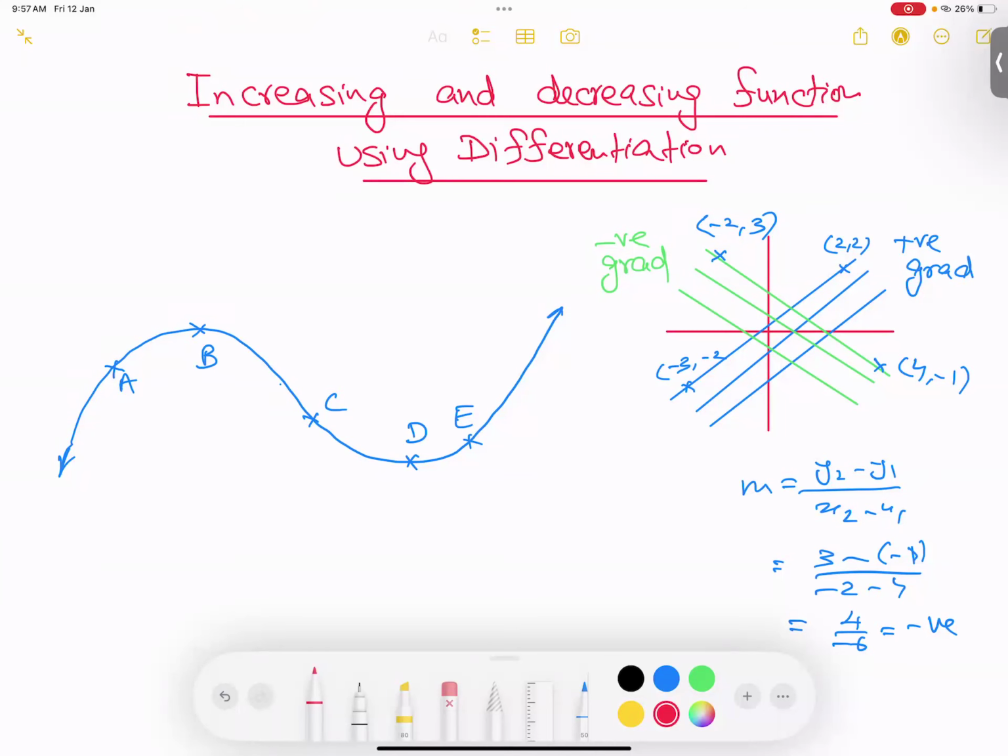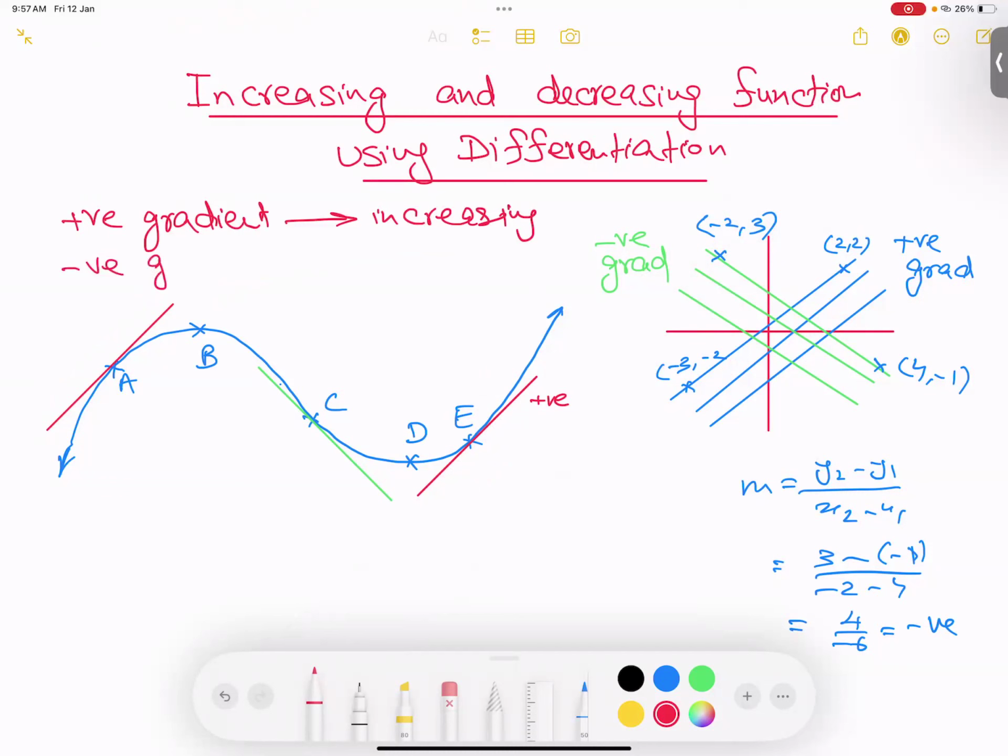So fully focus, please. If I draw a tangent at point A, you will see this red color line. If I draw a tangent at C, I will get this green color line. If I draw one at E, I get again a red color line. Now, these two red lines are parallel to this blue line, which means it has a positive gradient, so it is increasing. Whenever we have a positive gradient, that function is always increasing at that particular moment. And if it is a negative gradient, students, then at that particular point the function is decreasing.